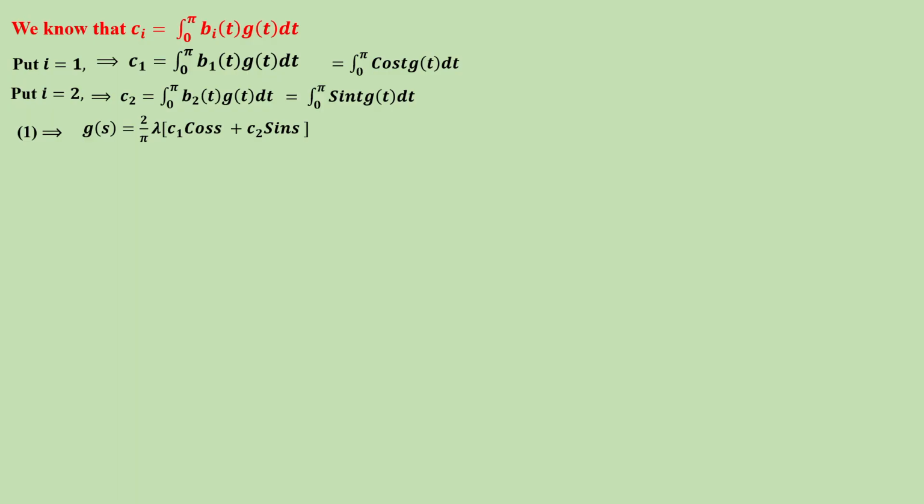Similarly, coming to the second term, you get integral 0 to π of sin s sin t g(t) dt. Sin s is a constant, so take it outside the integral: sin s times integral 0 to π of sin t g(t) dt. But integral 0 to π of sin t g(t) dt is C2. So the second term is C2 sin s. That is equation number 2.